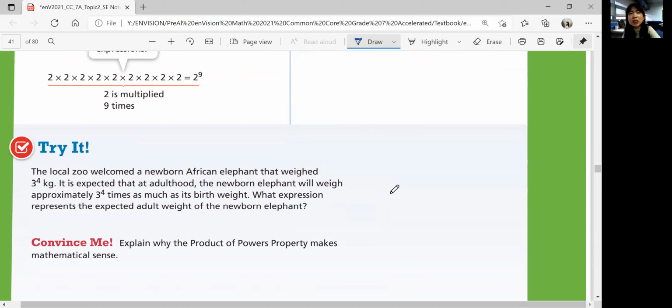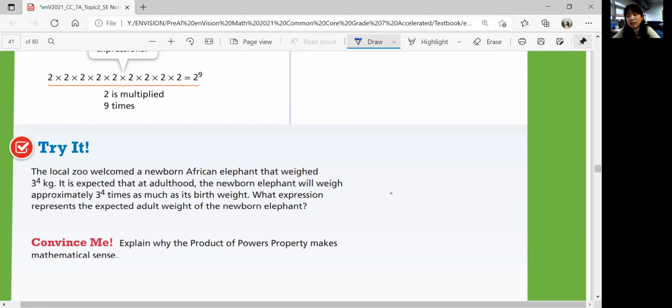Let's try it. The local zoo welcomed a newborn African elephant that weighed 3 to the power of 4 kilograms. At adulthood, the newborn elephant is expected to weigh approximately 3 to 4 times as much as its birth weight. What expression represents the expected adult weight of the newborn elephant? So you don't actually have to multiply everything out. Expression means you can write it as a power, right?